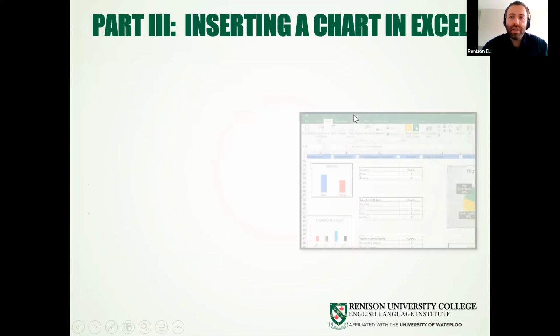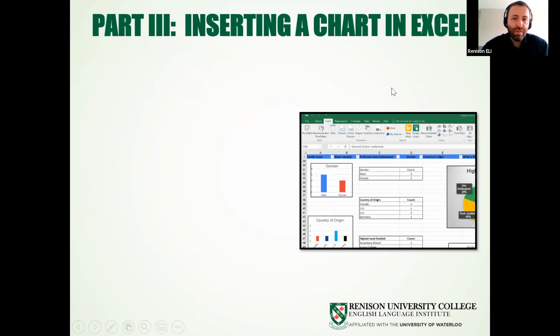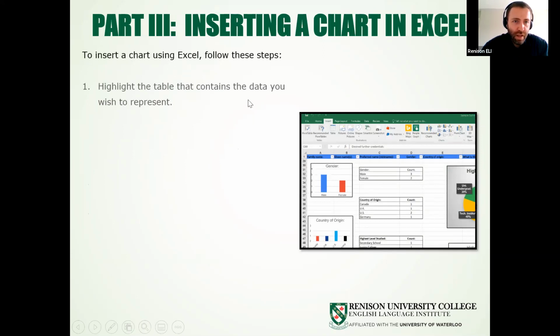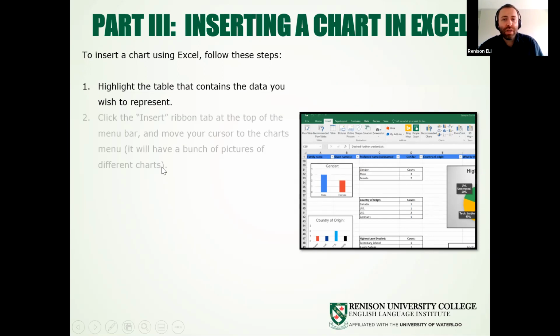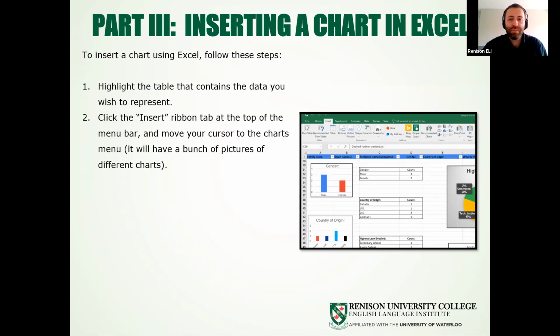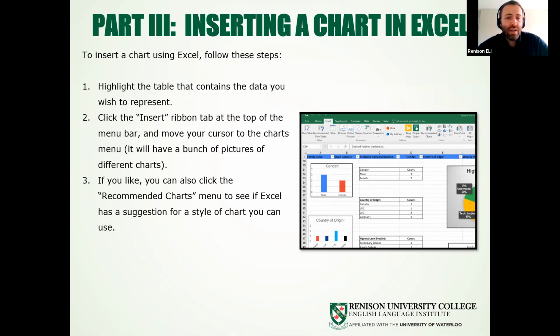To insert a chart in Excel, you have to follow a few different steps. First you want to highlight the table or the range of cells that contain the data you wish to represent. You want to go to the Insert ribbon tab at the top of the menu bar and move your cursor to the Charts menu. It'll have a bunch of pictures that look like different charts, so it's pretty easy to find. If you like, you can also click the Recommended Charts menu to see if Excel has a suggestion for a style of chart you can use.